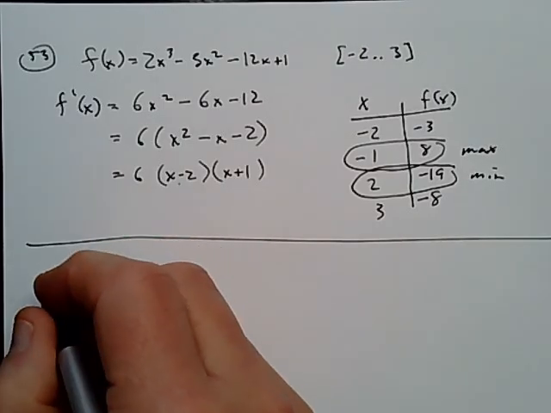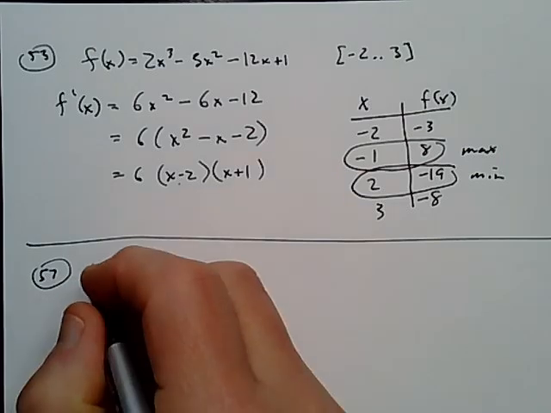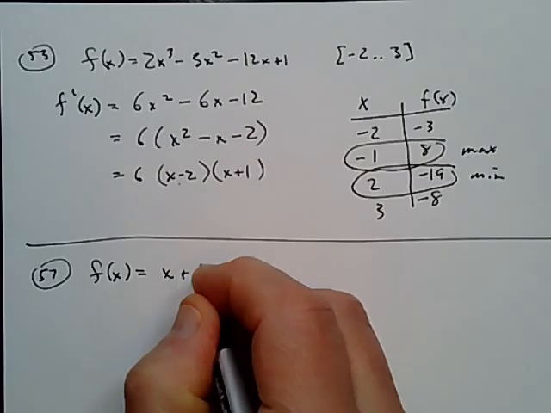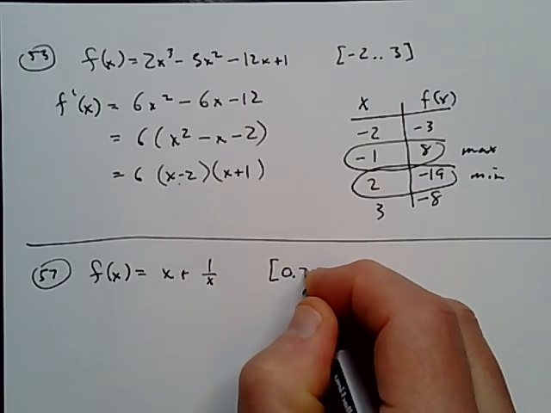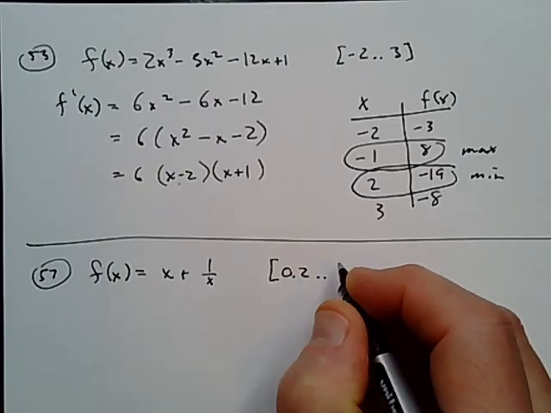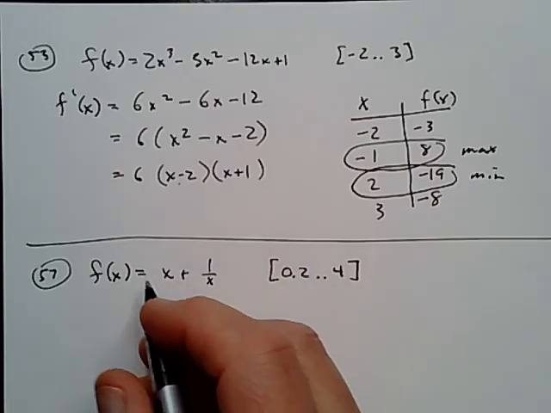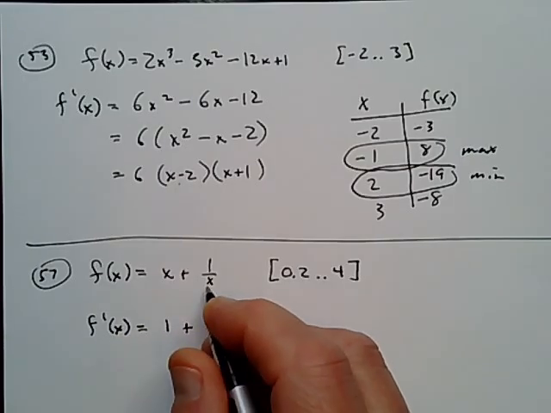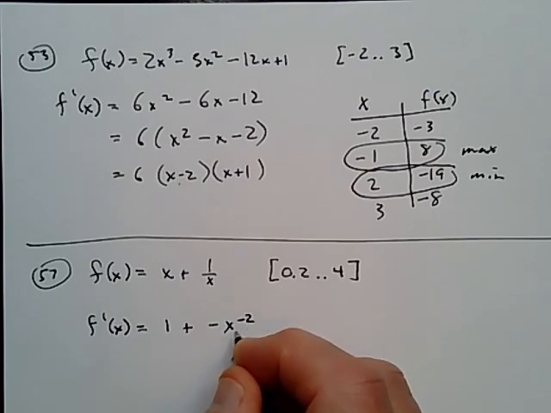And the last one is 57. So let's see. f of x is x plus 1 over x. And the interval for 57 is 0.2, that is to say 1/5, and 4. Okay, again, closed and bounded. I'm going to take the derivative, so f prime of x is 1 plus, and of course this is x to the -1 power, so you take the derivative, you get minus x to the -2 power.